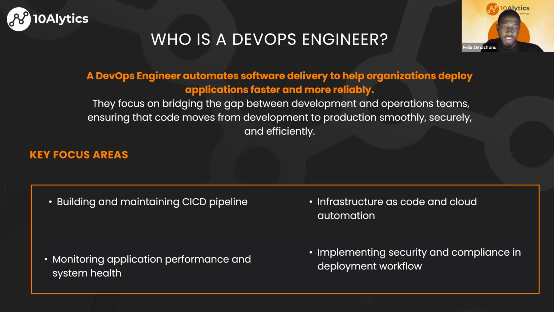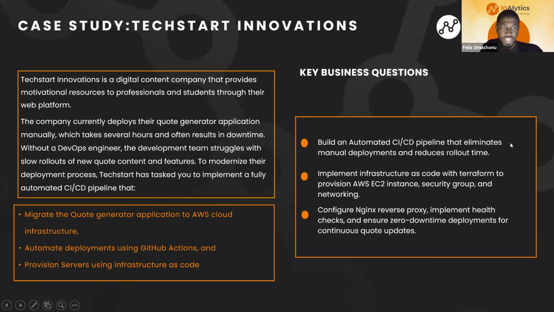So key focus areas for DevOps engineers: building and maintaining CI/CD pipelines, infrastructure as code and cloud automation, monitoring application performance and system health, implementing security and compliance in deployment workflow. So these are some of the key focus areas of DevOps engineers.